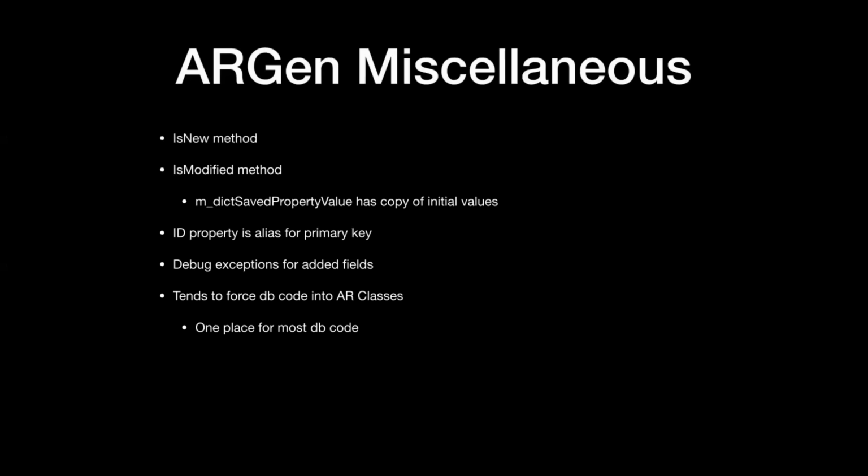The other thing that ARGen tends to do is it forces all the database-specific code into the ActiveRecord classes. And by the ActiveRecord classes, I mean things that are in the namespace. It's very handy to have most of the DB code in one place. I mentioned transactions earlier. They occur automatically when you hit save or delete. All that happens inside of a transaction. Any code that you put in the events is also in that very same transaction, but we also have ways of doing manual override on the transactions.